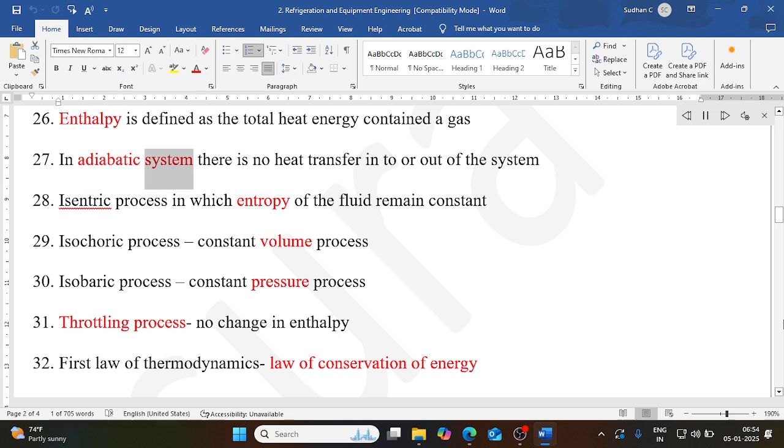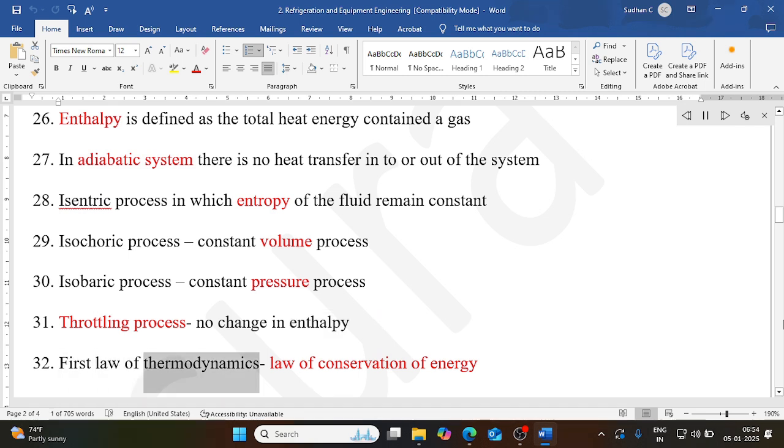In an adiabatic system there is no heat transfer into or out of the system. Isentropic process is one in which the entropy of the fluid remains constant. Isochoric process is a constant volume process. Isobaric process is a constant pressure process. Throttling process has no change in enthalpy.